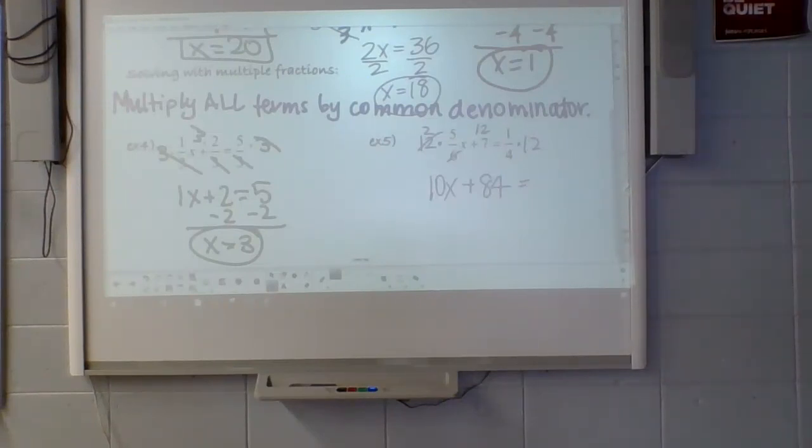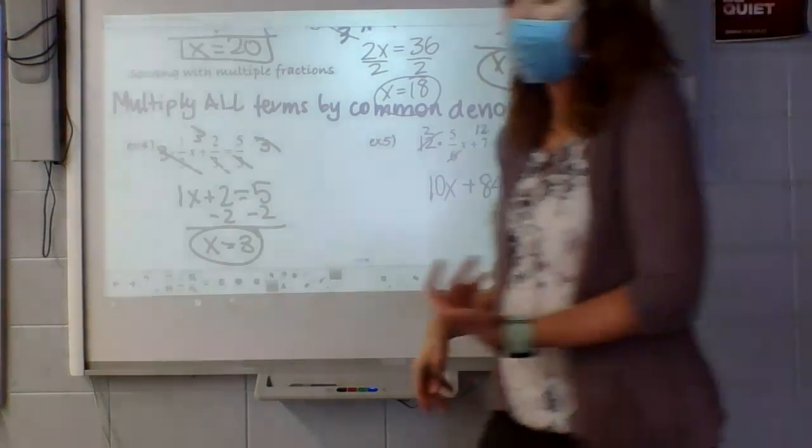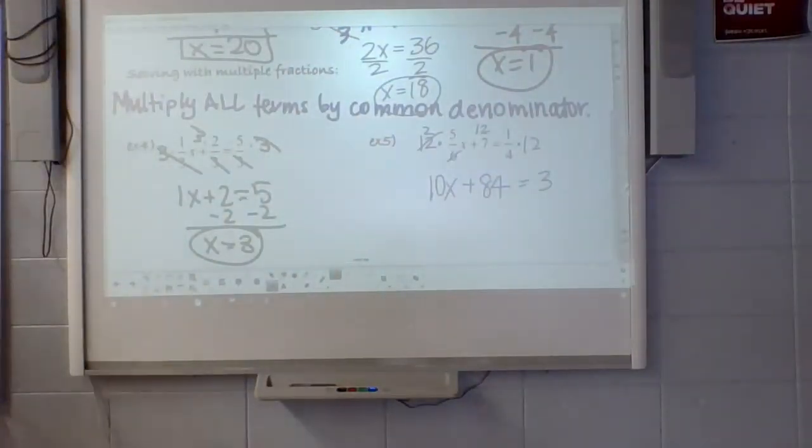And how about a fourth of 12? It's just 3, because it's 12 over 4, which is just 3. So what happens here is we get rid of all those fractions without a ton of work. We just did a quick multiplication with those.